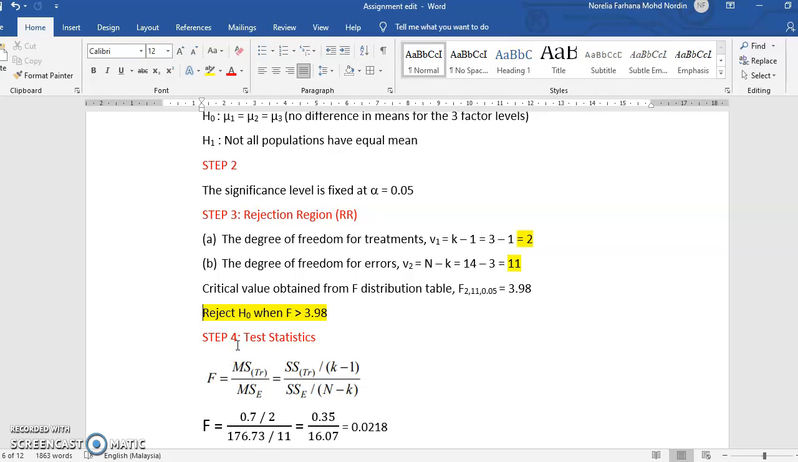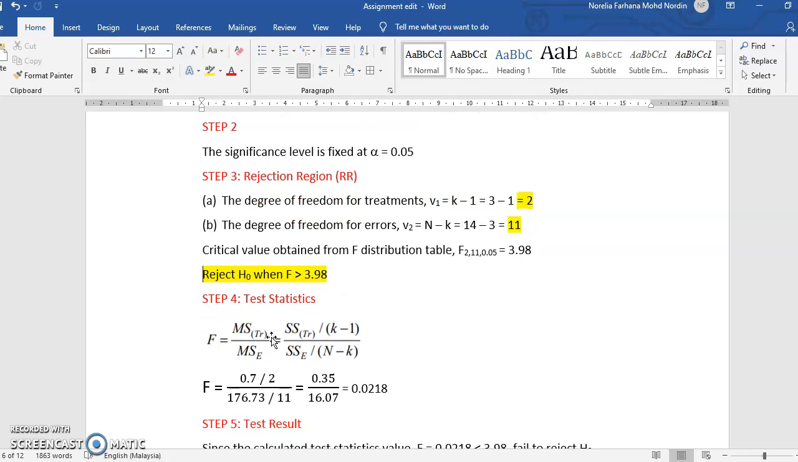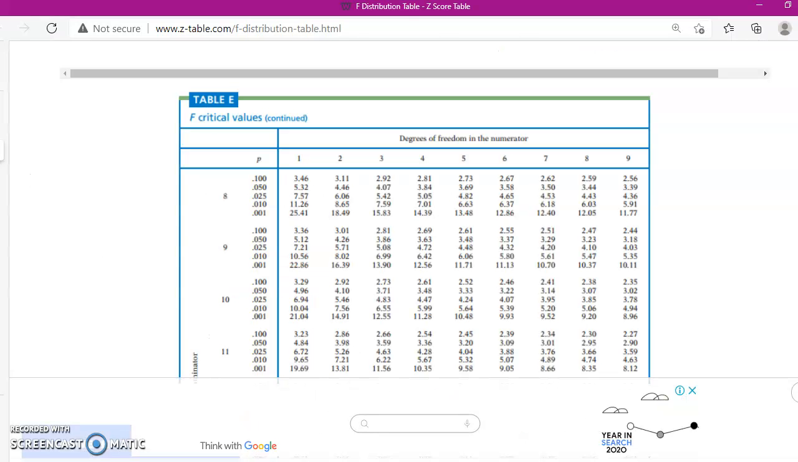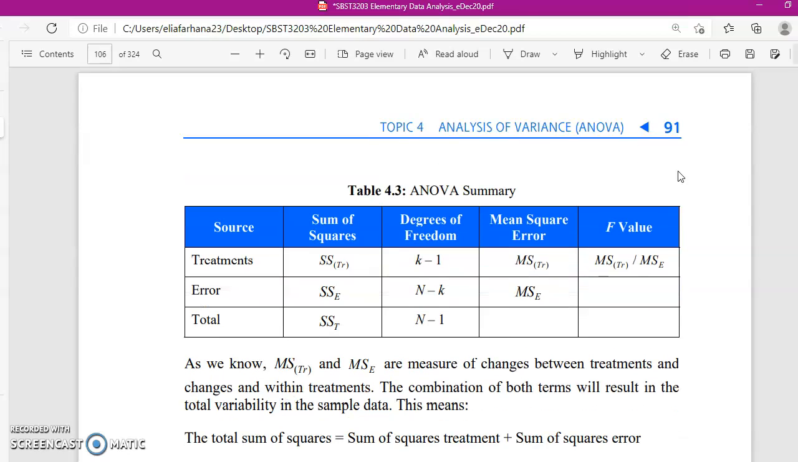So next step, step 4 is test statistic. To calculate F, use this formula. You can get it from the ebook, page 91. This is the F value: mean squared treatment divided by mean squared error. We can get all the values we have calculated before this from the ANOVA table.